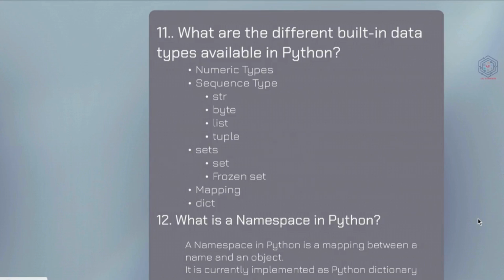Sets are unordered collections. There are two different kinds: set and frozenset. A set is a collection of unique objects. But a frozenset is a collection of unique, immutable objects. Coming to mapping, this is similar to a map in Java. Coming to dict, this is also called a hash map. It has key-value pairs to store information.